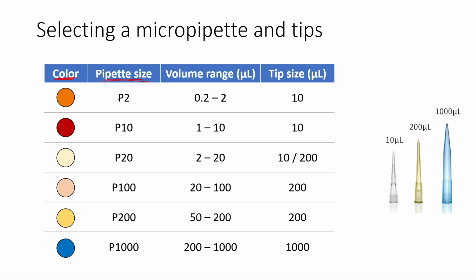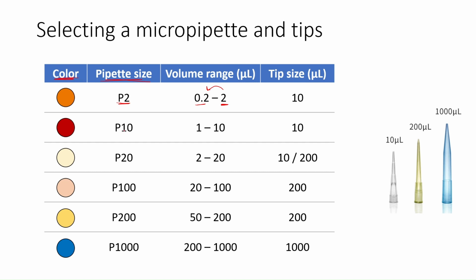The first one, the smallest one, is orange, and it's called a P2. The 2 in the name indicates the high end of the volume range, and often the volume range is tenfold. So if the maximum volume is 2 microliters, here we divide by 10 to get 0.2 microliters as the smallest end of the volume range.